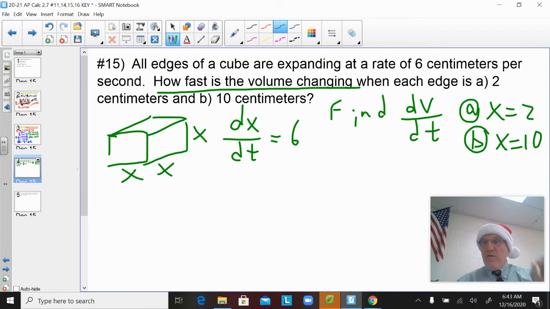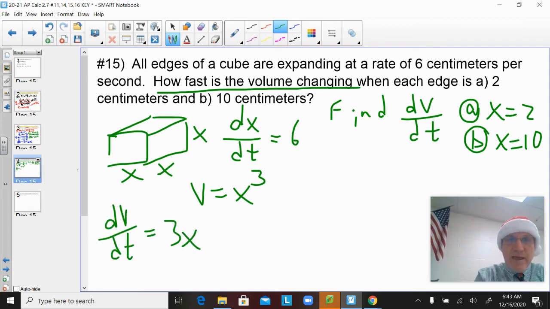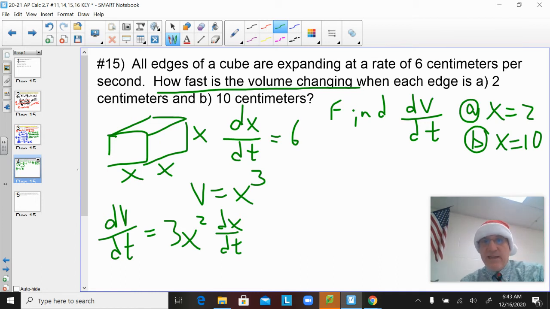So I need a formula for the volume of a cube. Well, a box, the volume is length times width times height. And of course, here that's x times x times x. So the volume of a cube is just x to the third. There's my equation. Take the derivative of that with respect to time. I get dV dt equals 3x squared dx dt. And now it's just for part A and part B, plugging in the right value of x and dx dt. So we'll do part A in blue.